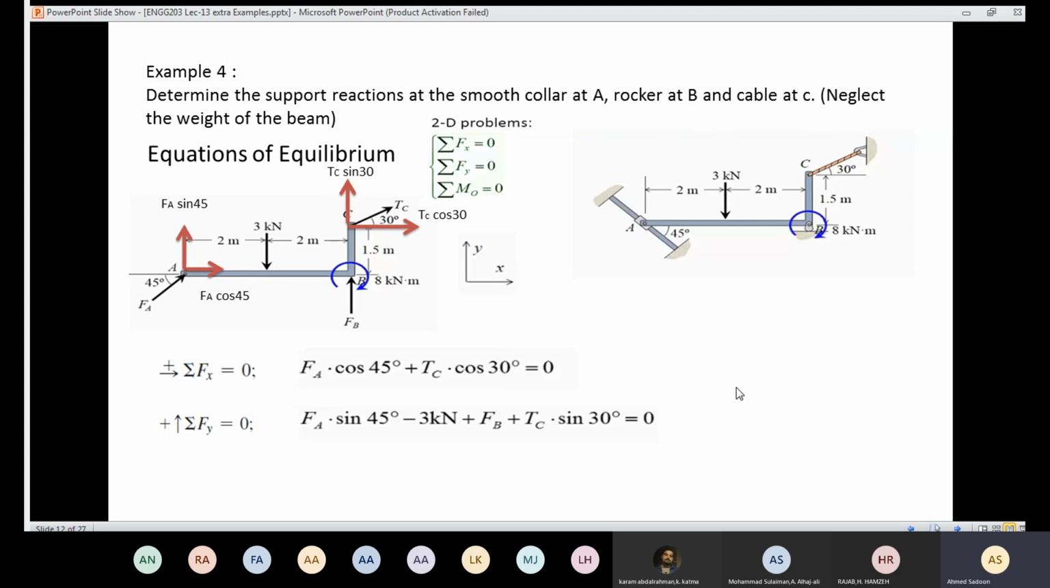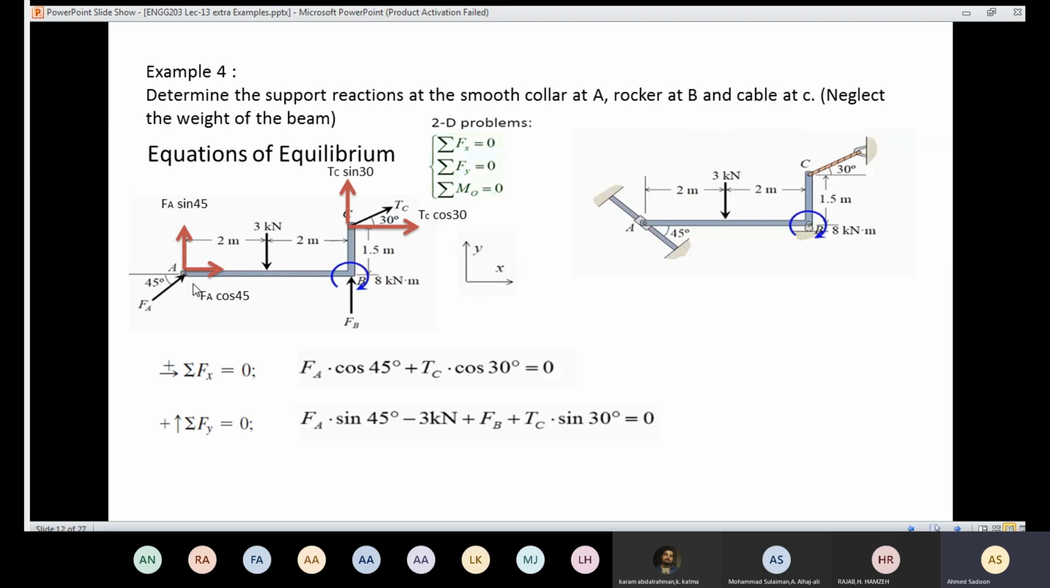It cannot be solved, so I'm going to use the third equation. Like I said, you have to be smart about the third equation. You need to use a location where you have only one unknown. If you choose point A and take the moment about point A, you are going to have FB, which is unknown, and TC, which is unknown as well. So it doesn't work here.